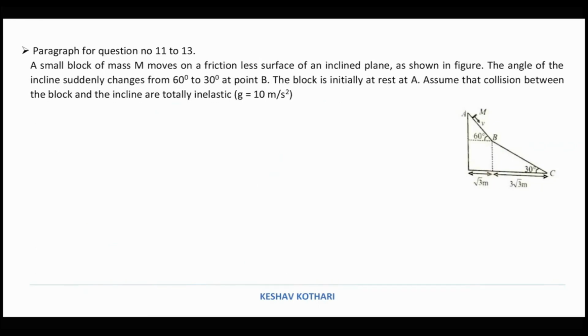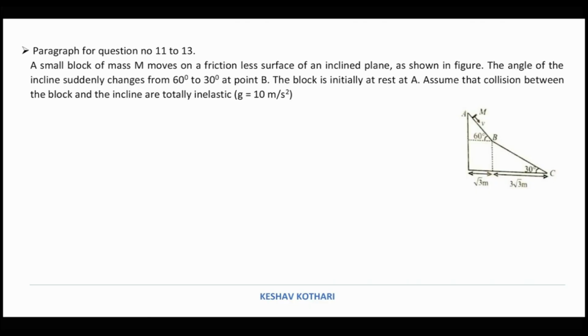So now we have a paragraph type problem over here, and the paragraph is from question number 11 to 13. A small block of mass capital M moves on a frictionless surface of an inclined plane as shown in the figure. The angle of the incline suddenly changes from 60 degree to 30 degree at the point B. The block is initially at rest at A. Assume that the collision between the block and the incline are totally inelastic.